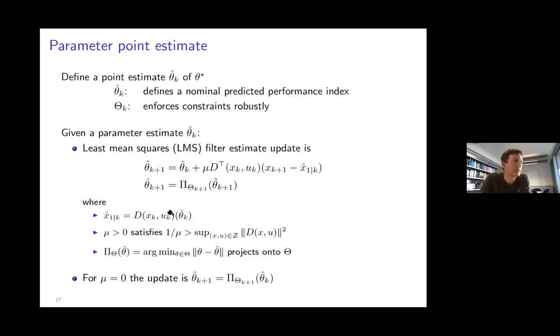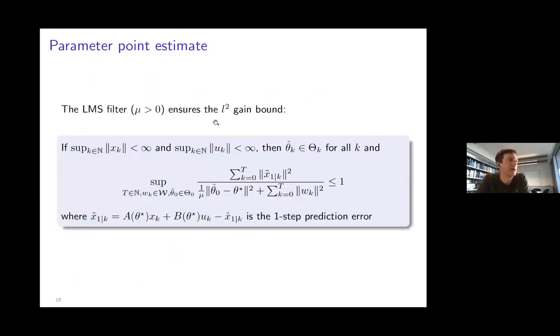Okay, so this LMS filter has a nice property that it guarantees a finite L2 gain bound on the one-step ahead prediction error. So provided we can guarantee boundedness of the states and the inputs, then we can also show that the sum of one-step ahead prediction errors is bounded by a function of the sum of the norms of the disturbances and the initial parameter error. And this is useful when you're looking at the stability of an MPC scheme based on this point-wise parameter estimate.